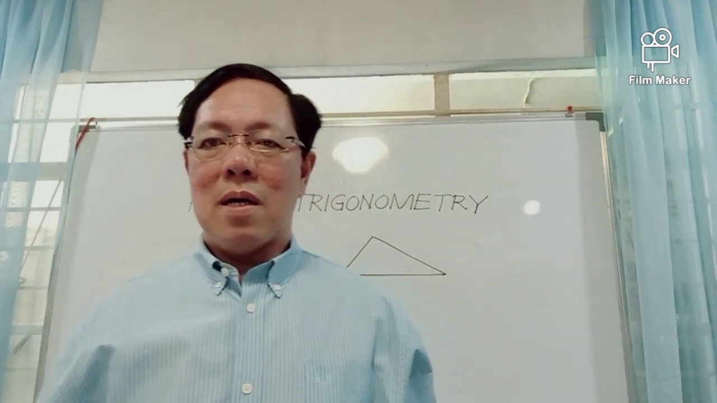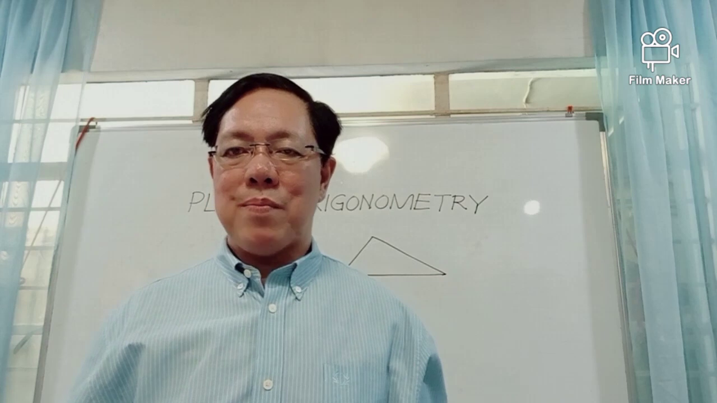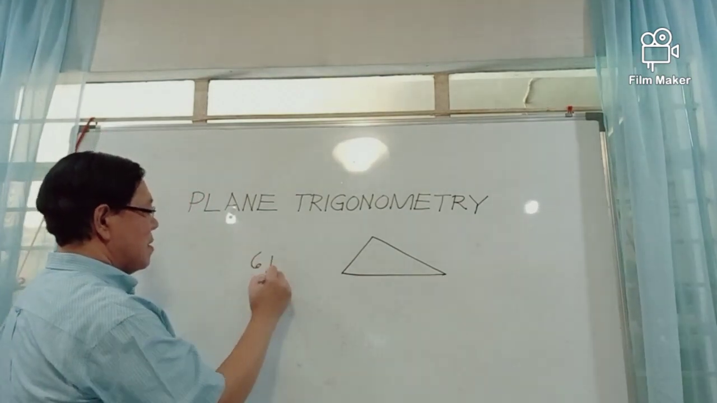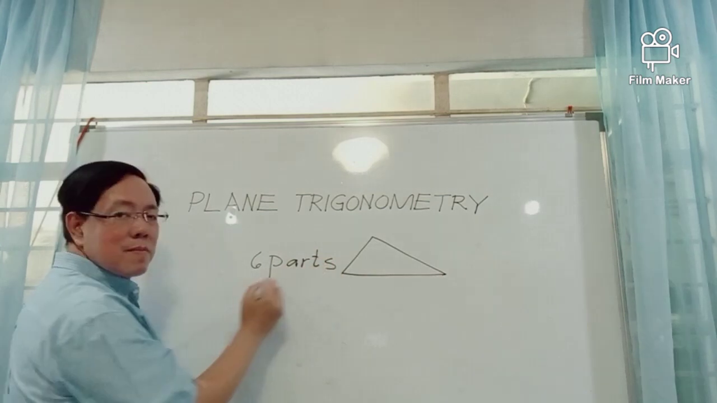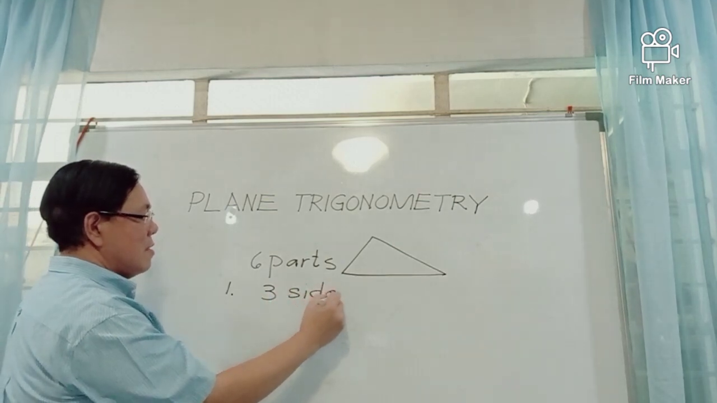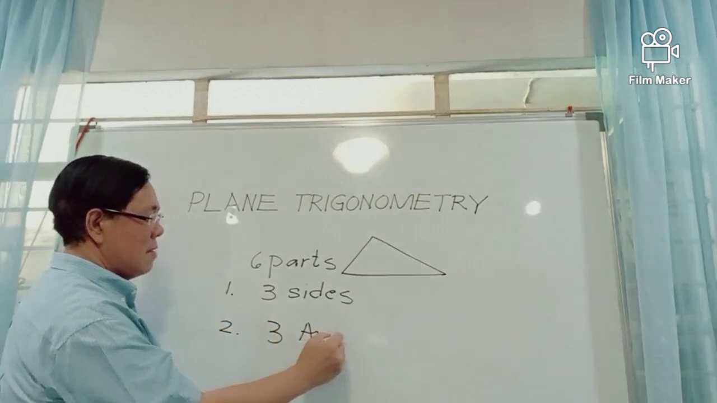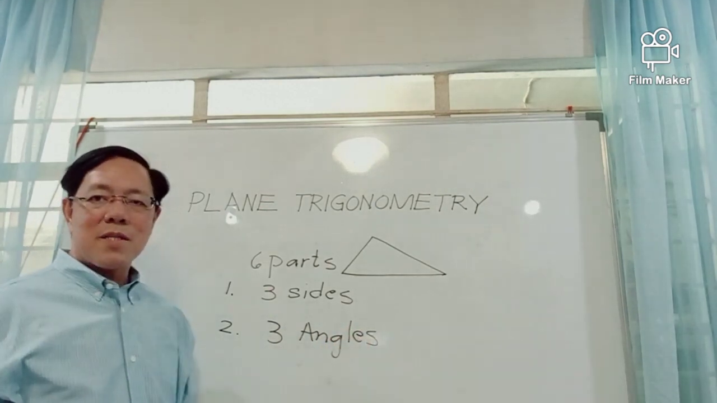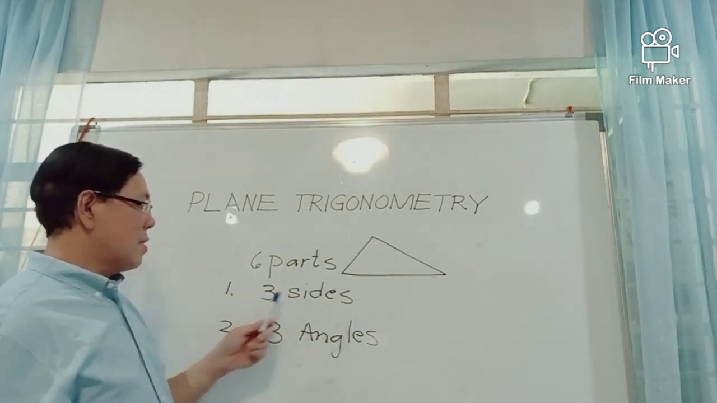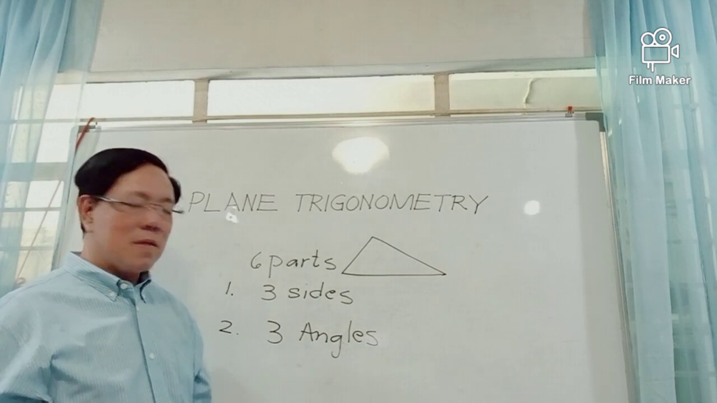The triangle has 6 parts, but most students would say that a triangle has only 3 parts. No, a triangle has 6 parts. The 6 parts of the triangle are the 3 sides and the 3 angles. Again, any triangle has 6 parts: the 3 sides of the triangle and the 3 angles of the triangle.